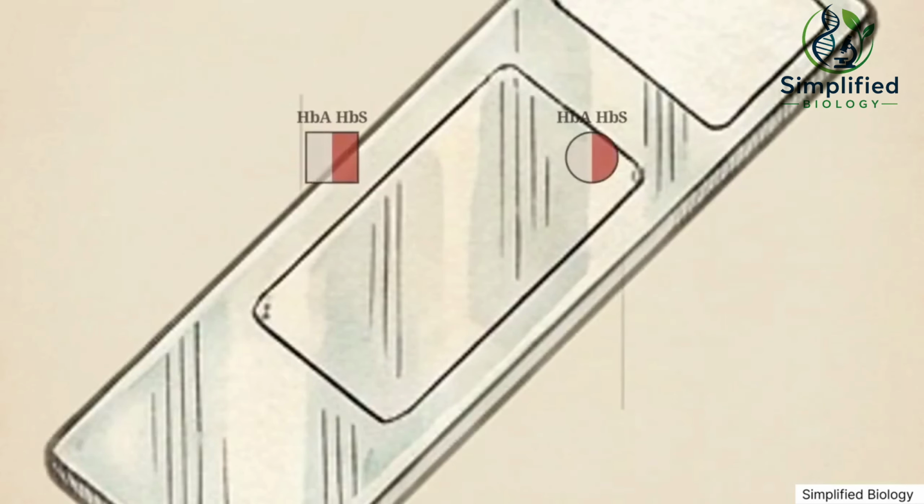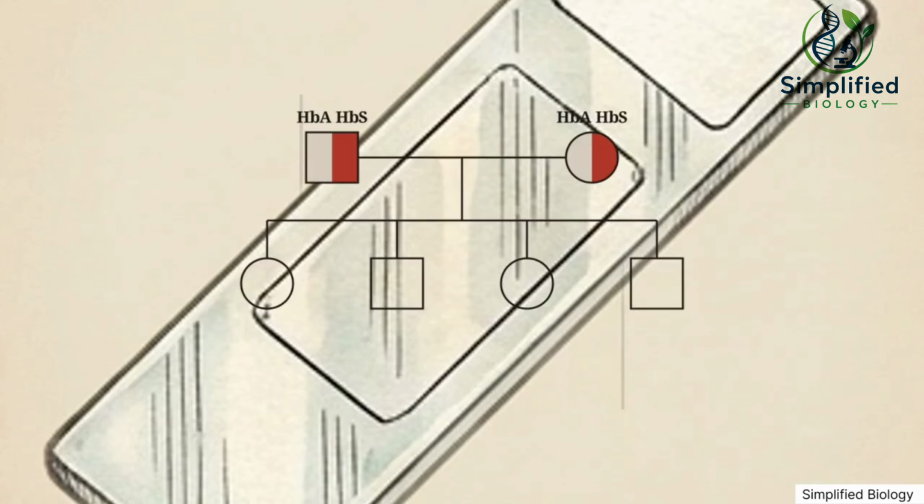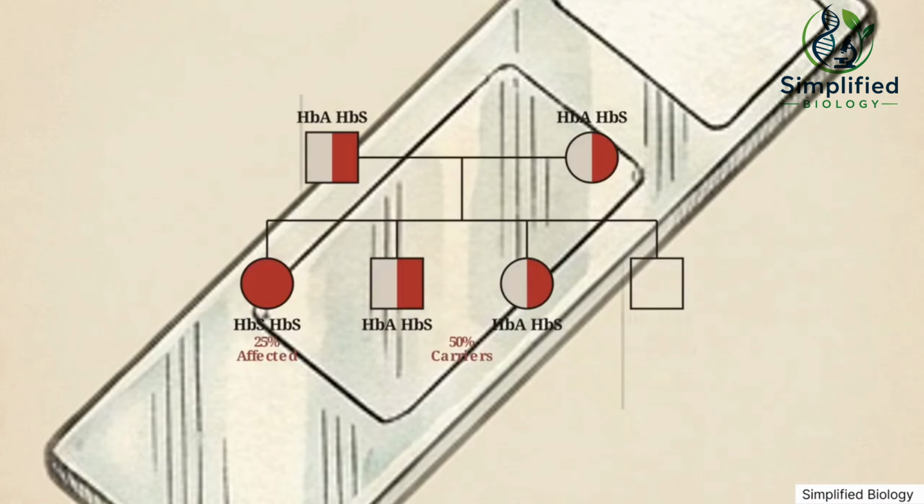For an offspring to inherit these diseases, both parents must be heterozygous carriers. When they reproduce, there is a 25% probability of an affected child, a 50% chance of unaffected carriers, and a 25% chance they are completely unaffected.